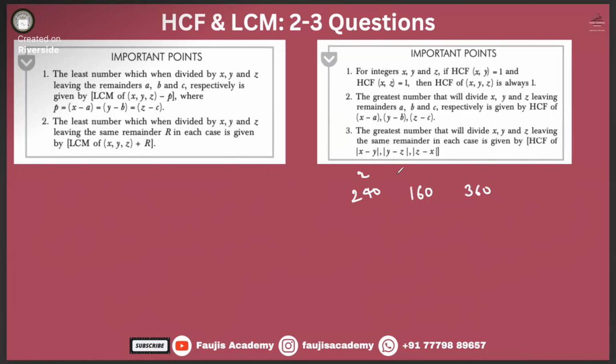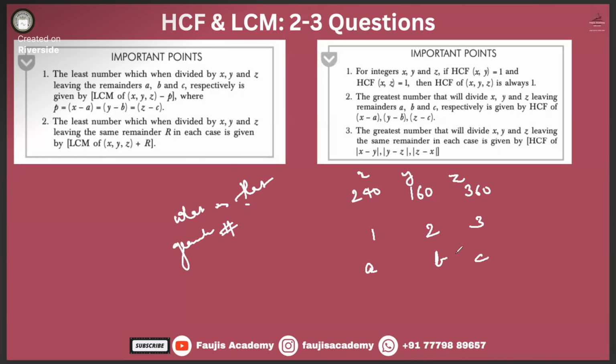These are your X, Y, Z. What is that greatest number which divides these numbers X, Y, Z and leaves the remainder of 1, 2 and 3? Let us say A, B and C, right?